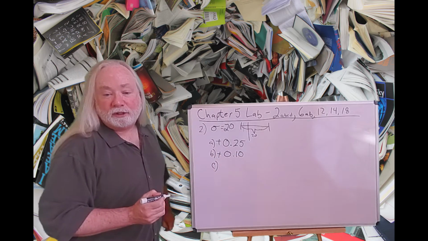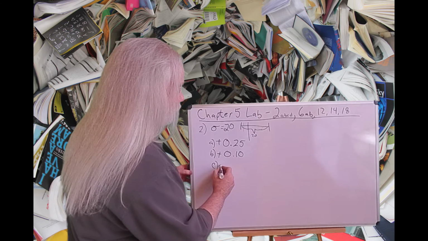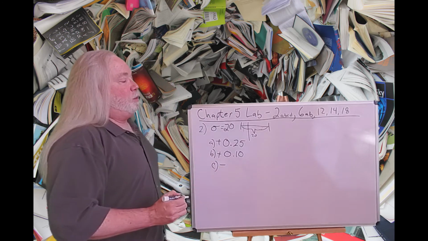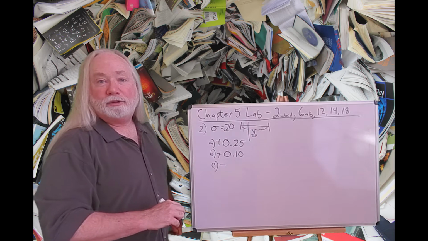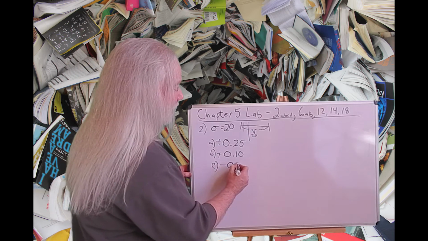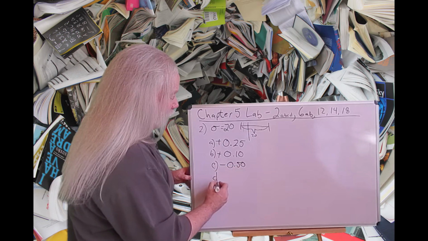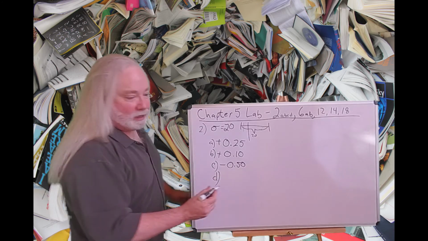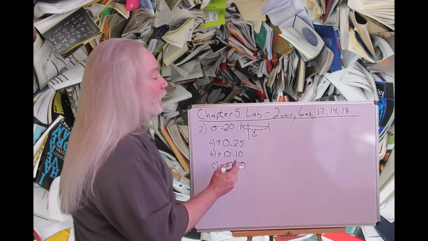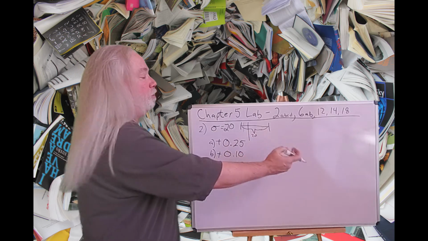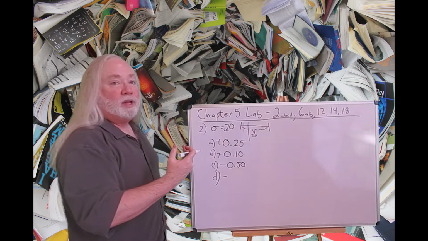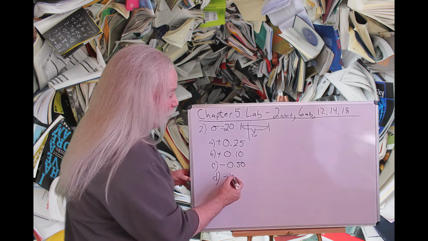For C, it says we're below the mean by 10. Below means it's negative. And we moved 10 out of 20 possible points, so we have a negative half. And the last one says that we're below the mean by 30 points. So now we've gone more than a whole standard deviation. We moved 20 plus an extra 10. So 30 out of 20 is 1.5.